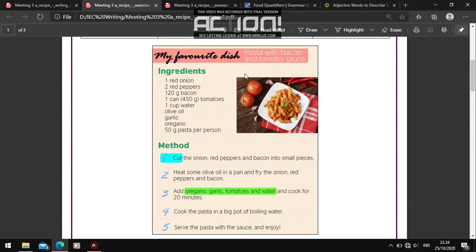Okay. So the first thing, when you are writing the dish, of course you write the ingredients. Here is the example. The ingredients: one red onion, and then two red peppers, 120-gram bacon, one can or around 450-gram tomatoes, 1 cup water, olive oil, and this is one of the other kinds of oil that is used a lot, garlic, oregano, 50-gram of pasta per person.